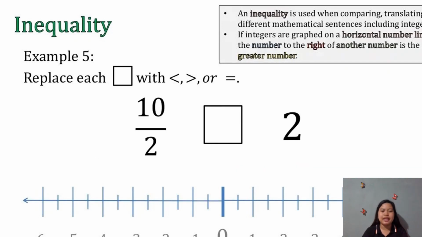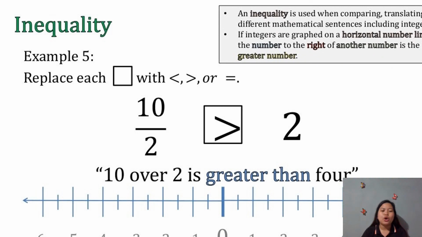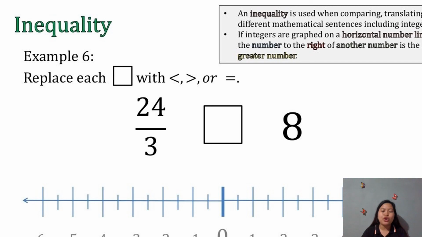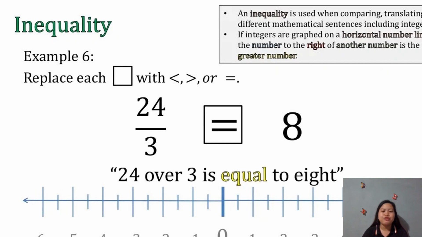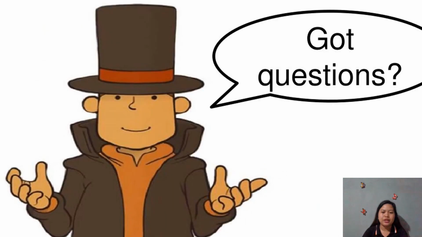How about this one? 10 over 2 and 2. If we divide 10 over 2, that becomes 5. So that means 5 is greater than 2, or 10 over 2 is greater than 2. 24 over 3. Of course, this is equal because if we divide 24 by 3, that is equal to 8. So 24 over 3 is equal to 8. Now, do you have any questions?